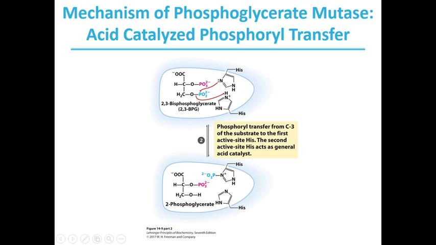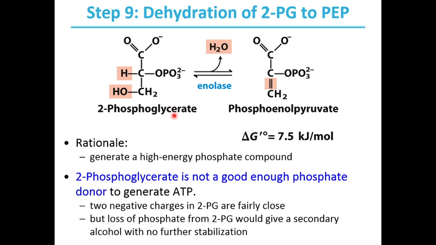The second reason is the loss of phosphate from 2-phosphoglycerate would give a secondary alcohol with no further stabilization. So if you remove the phosphate, because there is repulsion between the anions that are next to each other, you will not get a compound that has further stabilization. Only if you remove a water molecule and get a phosphoenol pyruvate compound, you will have further stabilization due to resonance. And that is the reason for this step to happen.